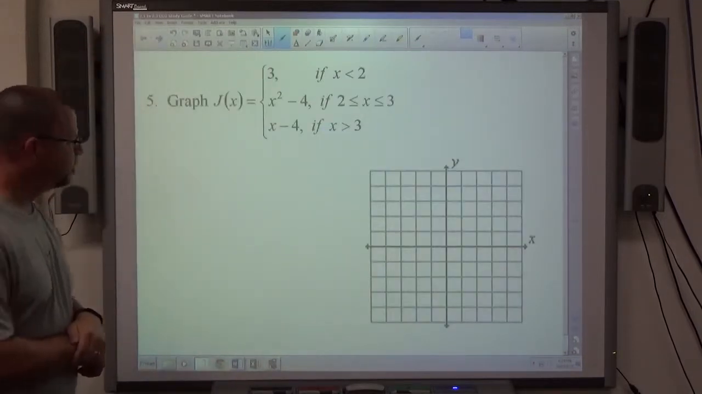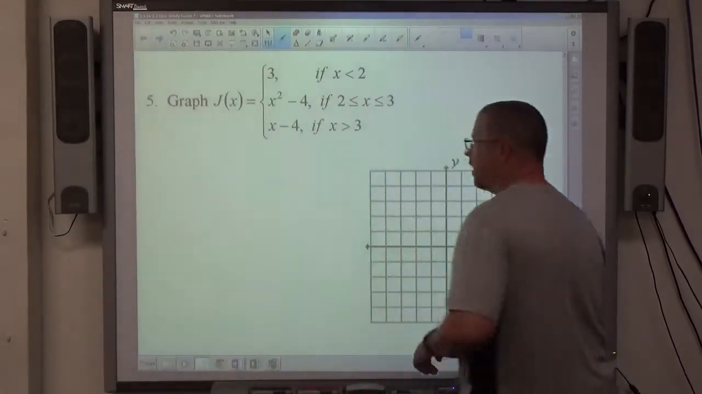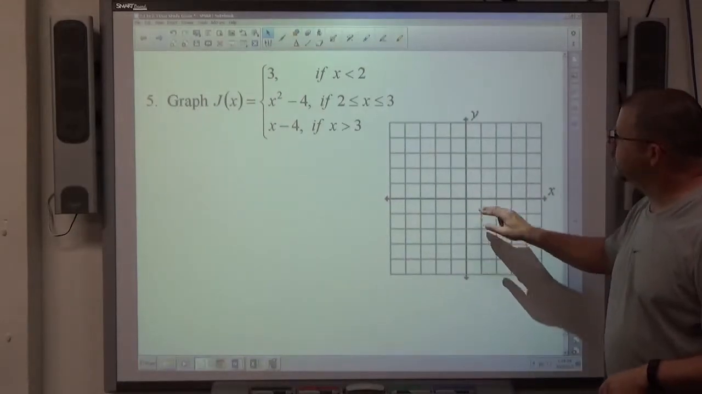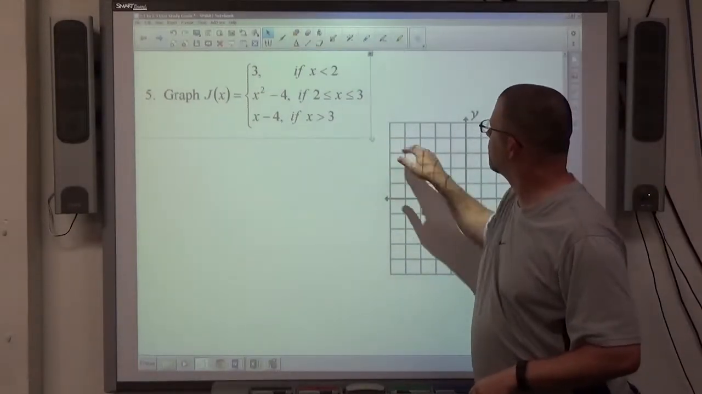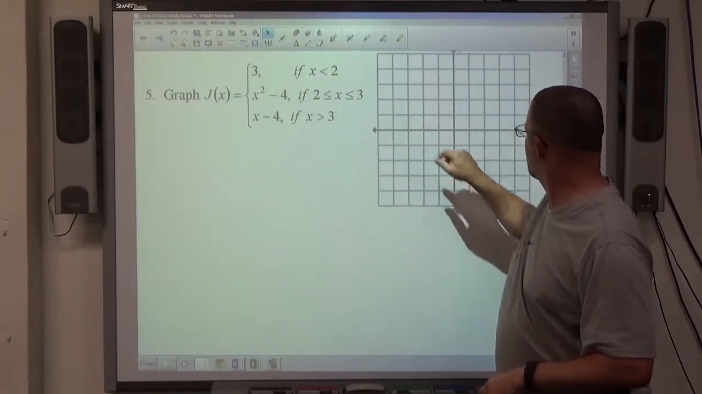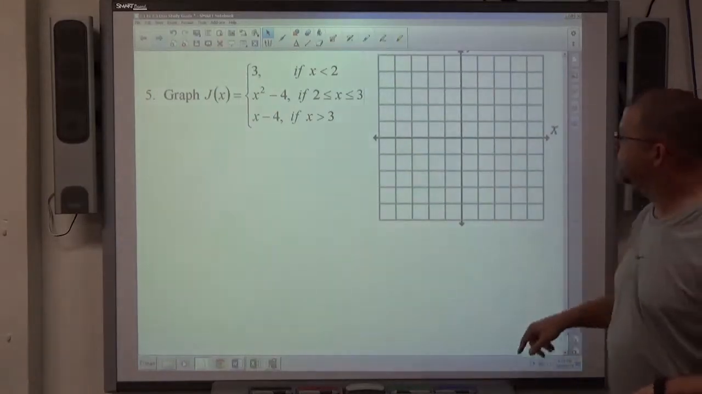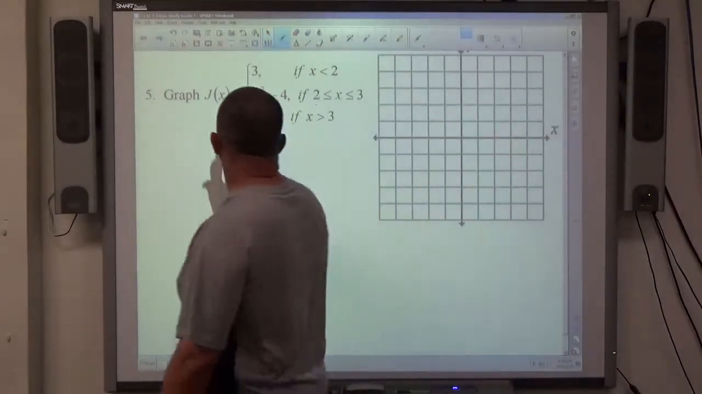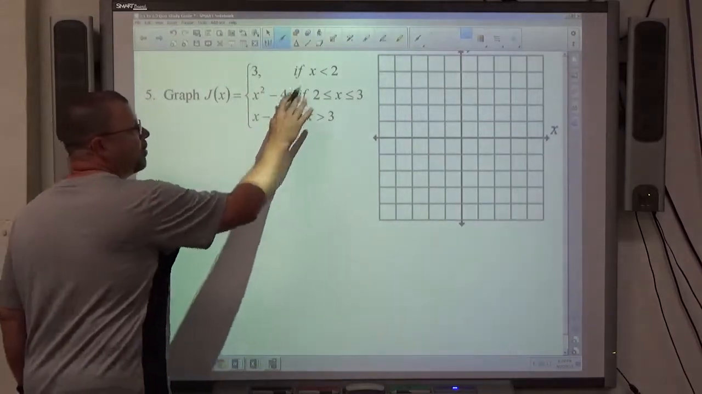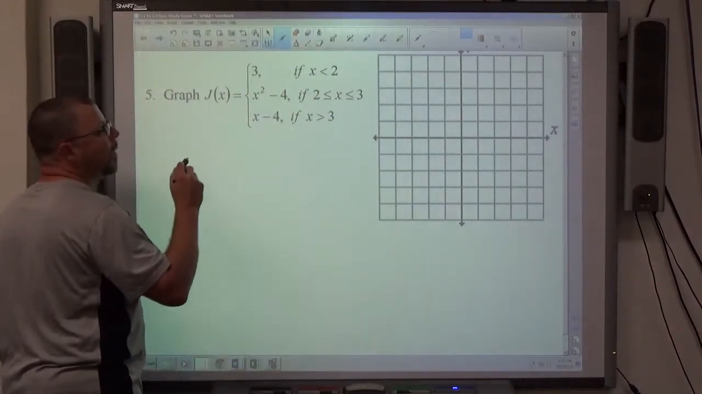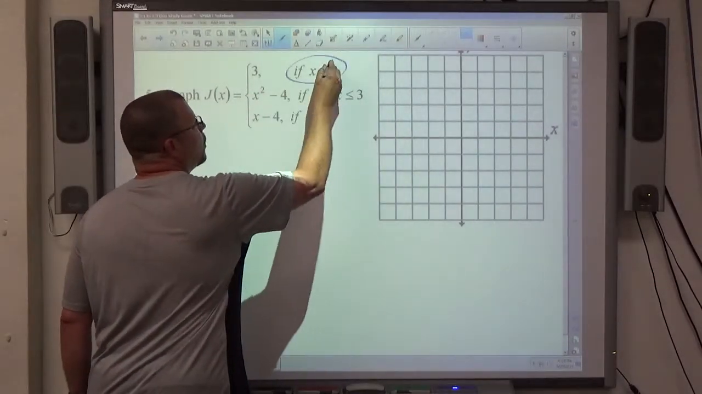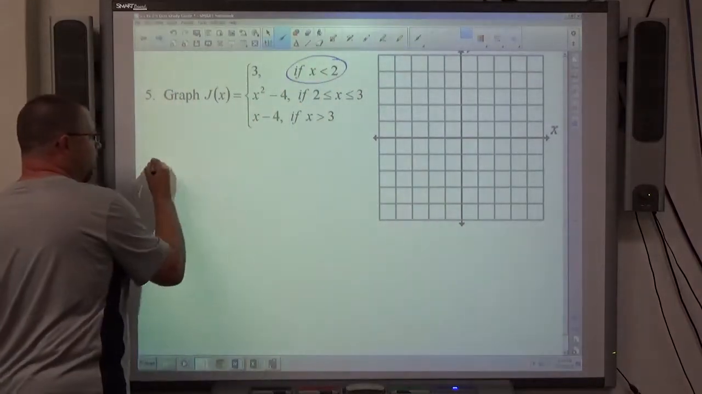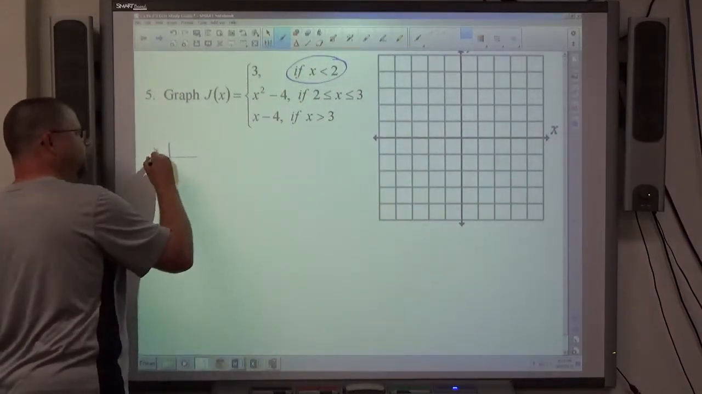Number 5, graphing a piecewise function. J of x equals all 3 of these functions depending on x's value. So x's value establishes how I'm going to graph it. So I start off with piece 1.